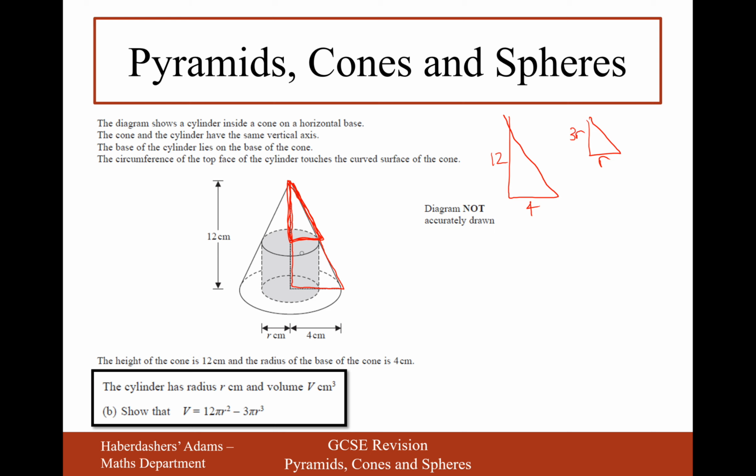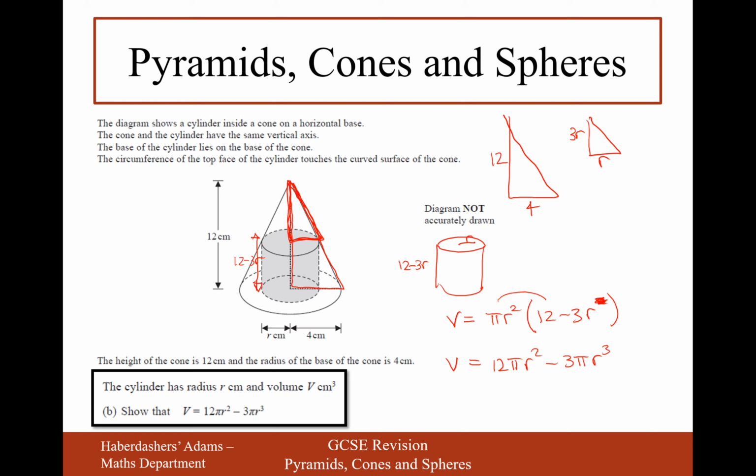Okay, now how does that help us? Because now what we can say is that the height of the cylinder is going to be 12 minus 3r. So the height of the cylinder is going to be 12 minus 3r with a radius r. So therefore the volume is going to be pi r squared, that's the area of the cross section, times the height. So it's going to be 12 minus 3r, not r squared, just r. And then when we expand the brackets, it's going to be 12 pi r squared minus 3 pi r cubed. And that's expanding the brackets there and there.